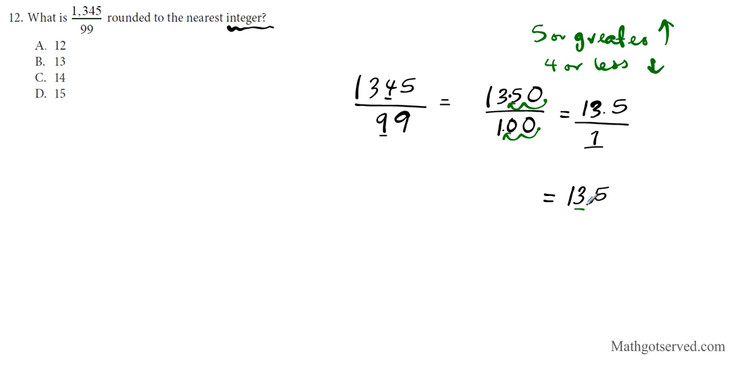Okay? You look at the number behind. So the number behind the place we're rounding to is 5. So 5 or greater, I'm gonna round up. So I'm gonna add 1 to the 13. So 13.5 rounded to the nearest integer is 14. Yeah, okay? So the answer to number 12 is C.